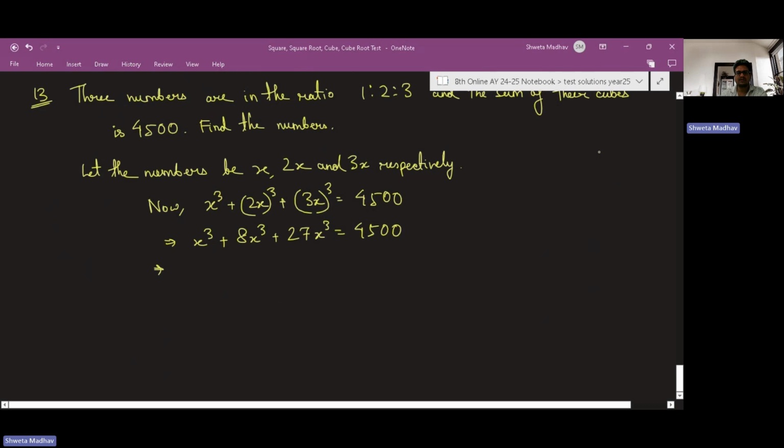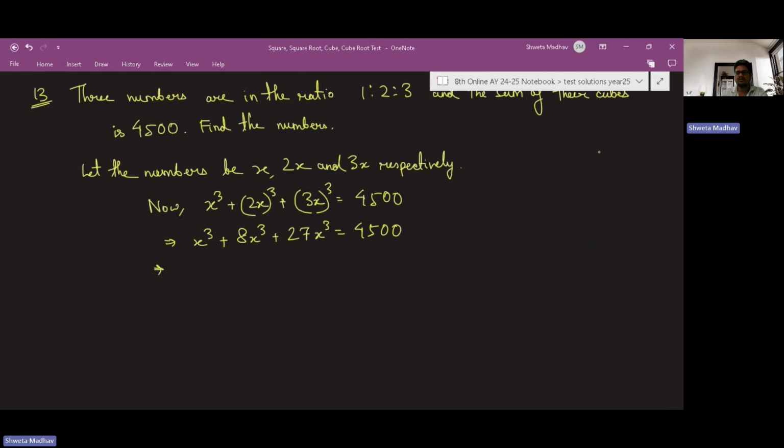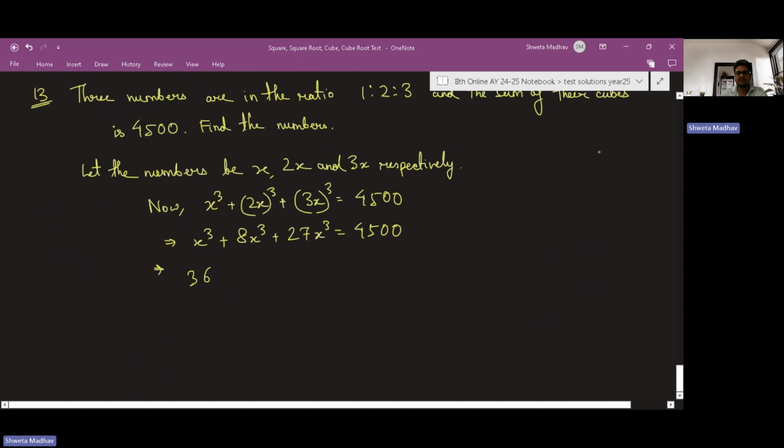So then we can say that 1 plus 8 plus 27 is equal to 36. So 36x cube is equal to 4,500. So it means that x cube will be equal to 4,500 divided by 36.